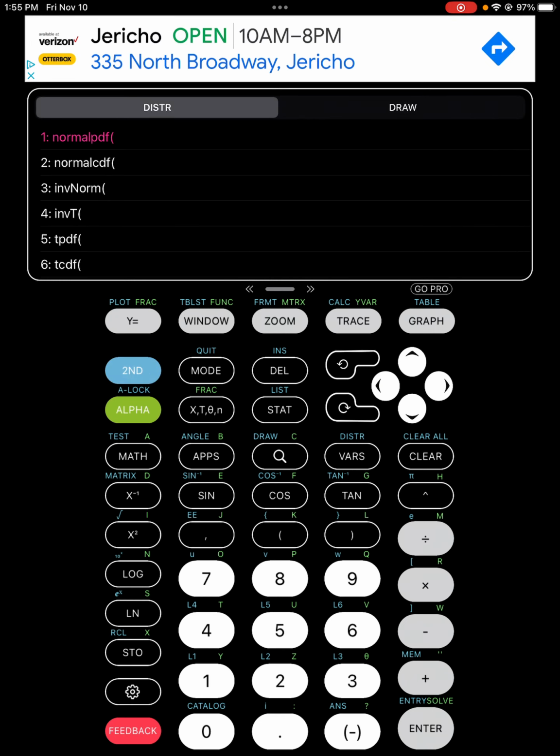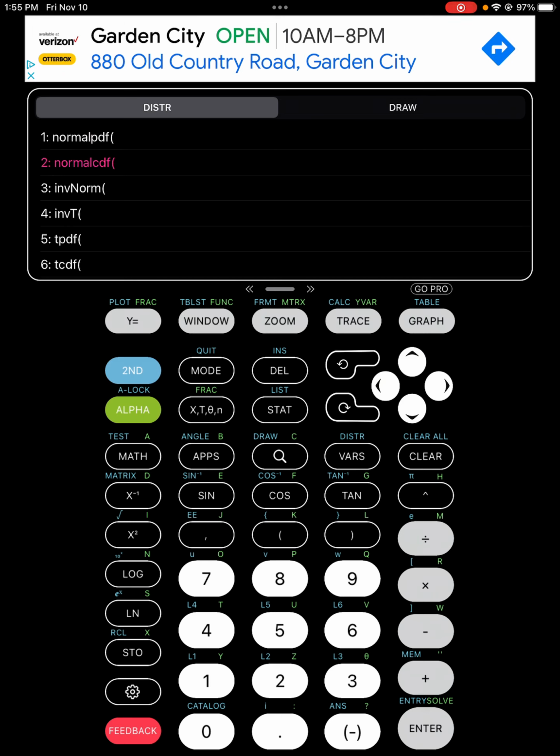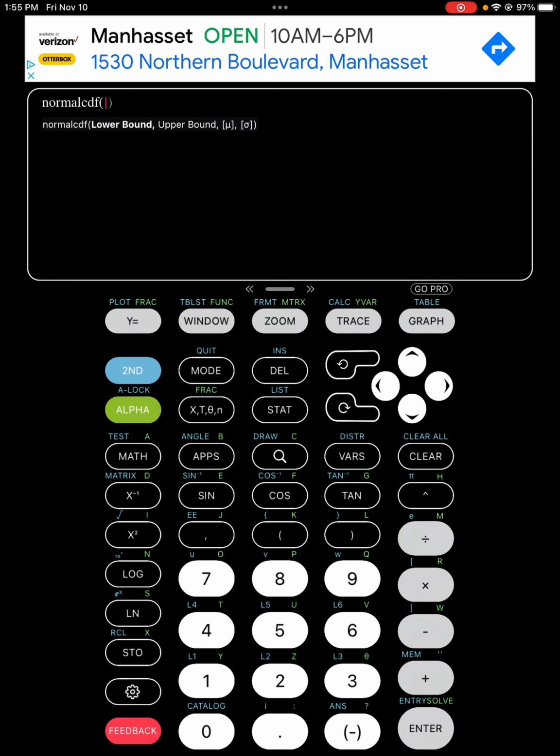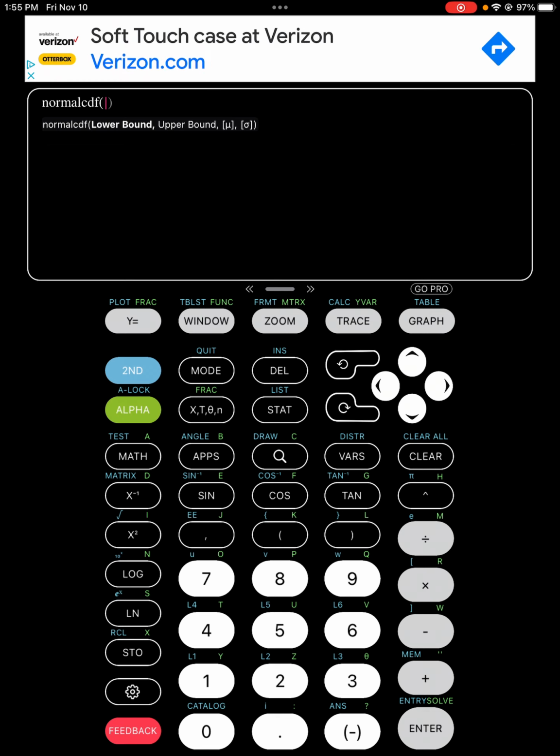We're going to hit second and then the VARS button. That's where we get all our distributions. We're going to choose number 2, normal CDF. The one in class shows a menu. This one shows what you're supposed to put in, and some of them don't even show this. So it might be something you have to memorize.